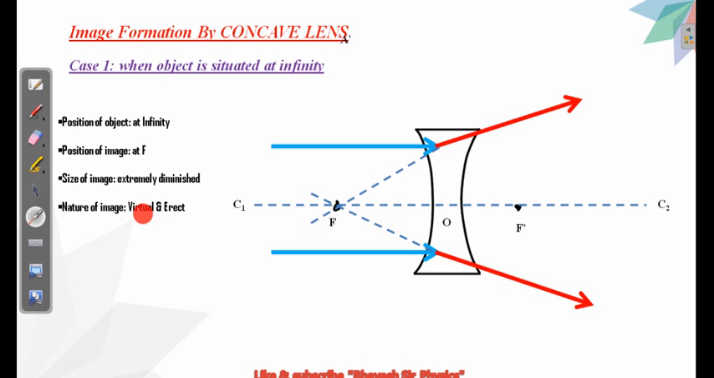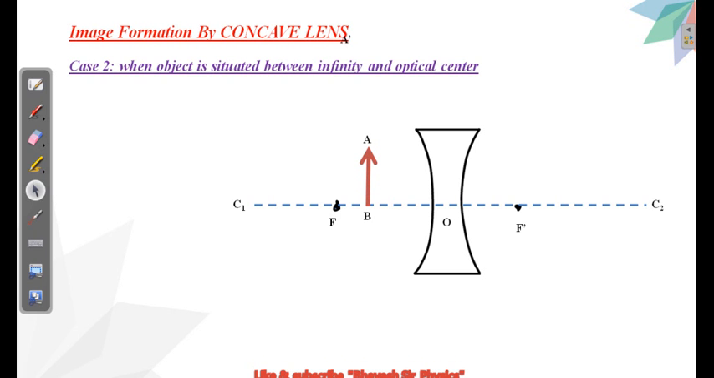Okay, now why is it virtual? Because these rays are not actually cutting each other, they seem to cut each other at this point F, so this image is virtual. Okay, and this image is erect also. Okay, let's see another case.